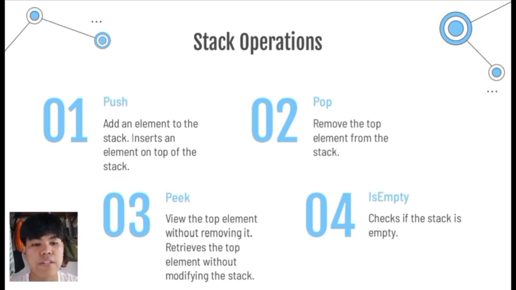Number 4, is empty. This operation checks whether the stack is empty. It's a simple way to confirm if there are no more elements left. And that's it for stack operations. Remember, push adds, pop removes, peek inspects, and is empty checks if there's nothing left. Understanding these basics will help you work with stacks in programming and data structures.